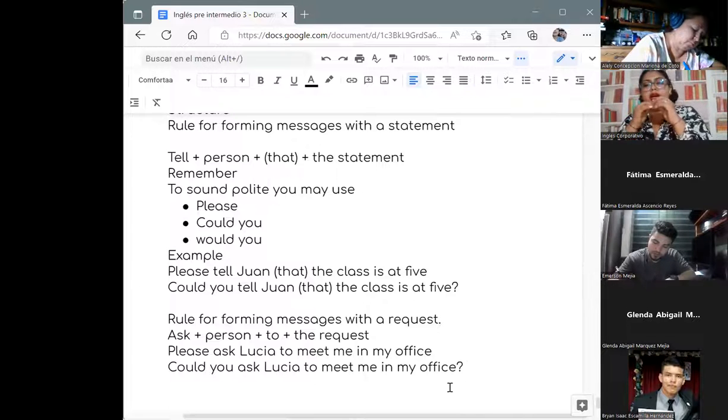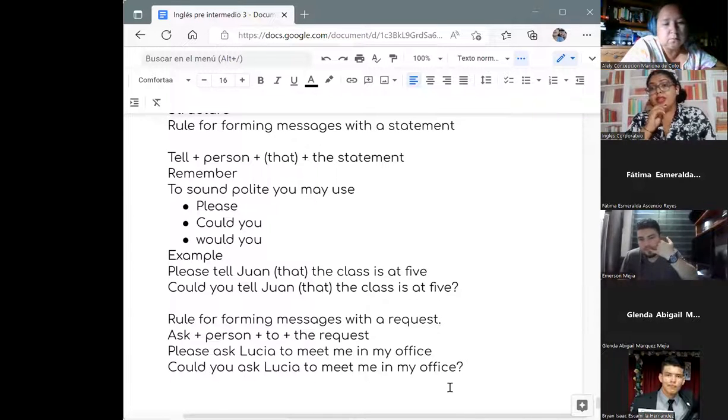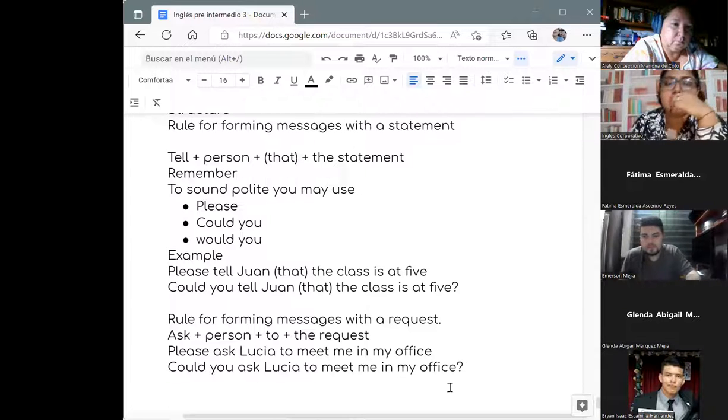So in that case, we have here all the information that we can have about the verbs ask and tell, and we see that we have a lot of information for those very short words, but that is the thing with the English language. They have a lot of things to do with some words. In this case, they have different meanings depending on the context and all the things.